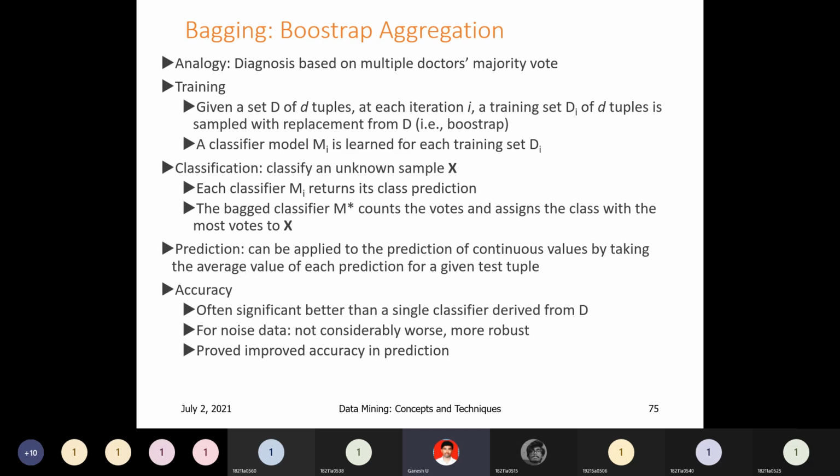Automatically you are taking the average. That average will give better results. So for noisy data also, it is more robust, more powerful. Improved accuracy in prediction: in prediction also, the next value can be predicted better than with other methods. So this is about the bagging method.